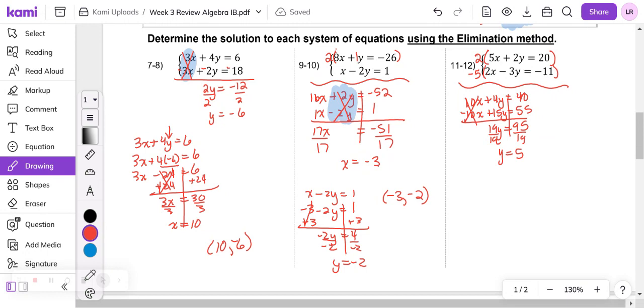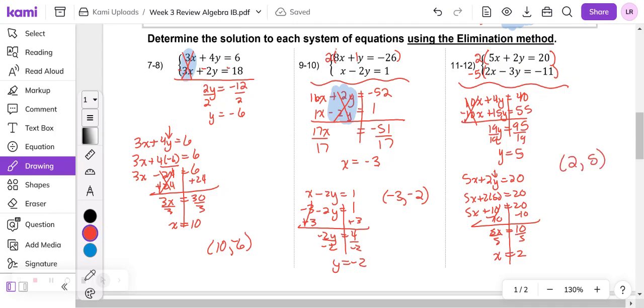Choose which one you want to work with, and I personally am going to choose the top one this time. So we got 5x plus 2y equals 20. I know the answer for y is 5, so I'm going to put the 5 where the y is. So I got 5x plus 2 times 5 equals 20. 2 times 5 is 10. And I solve the equation. Subtract 10 on both sides. 5x equals 10. Divide by 5. And x equals 2. So my answer would be 2, 5. Okay.